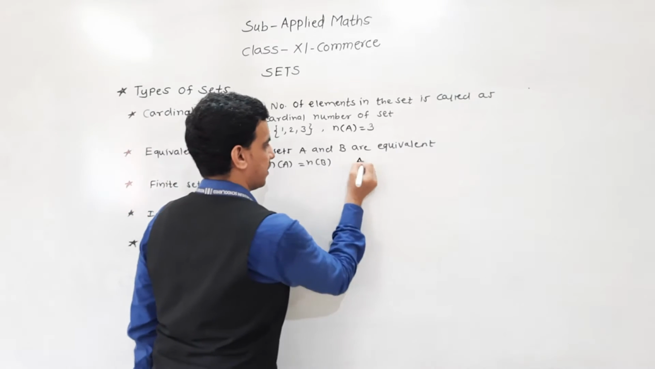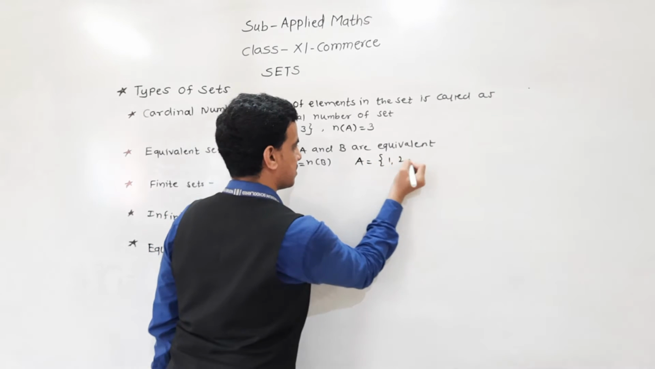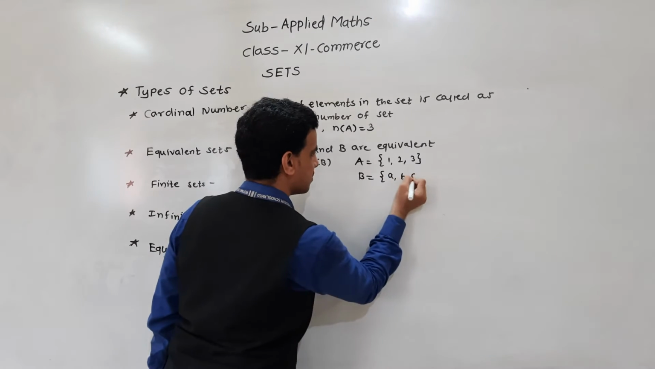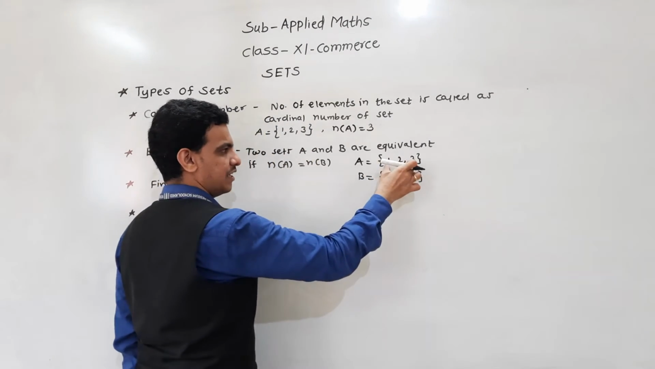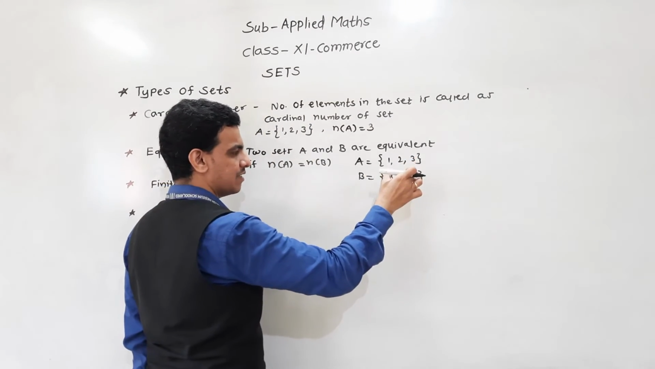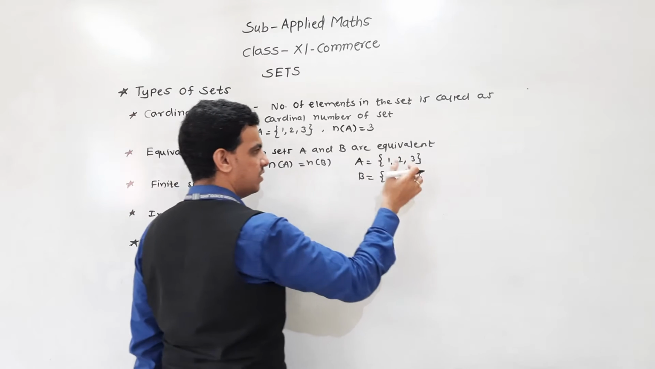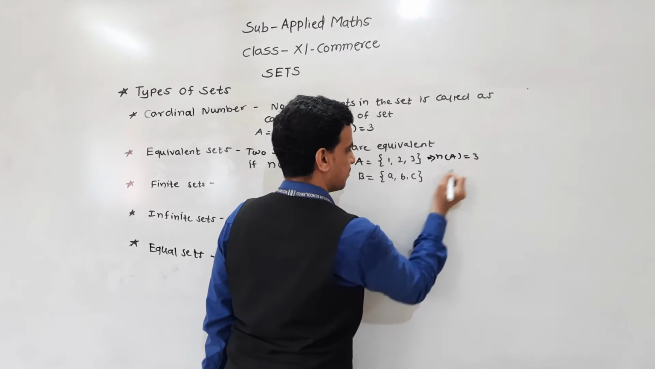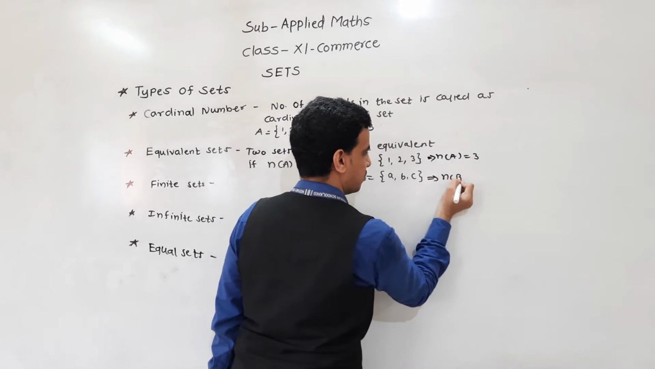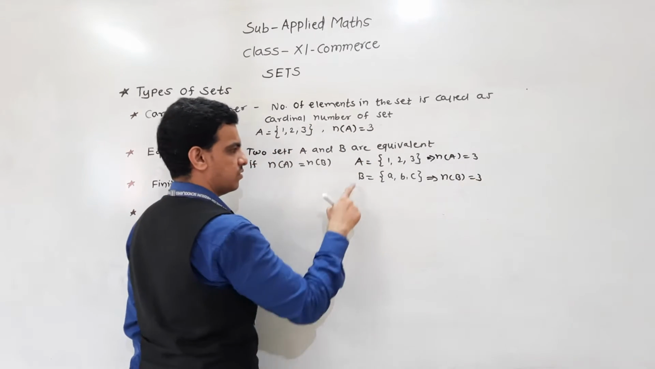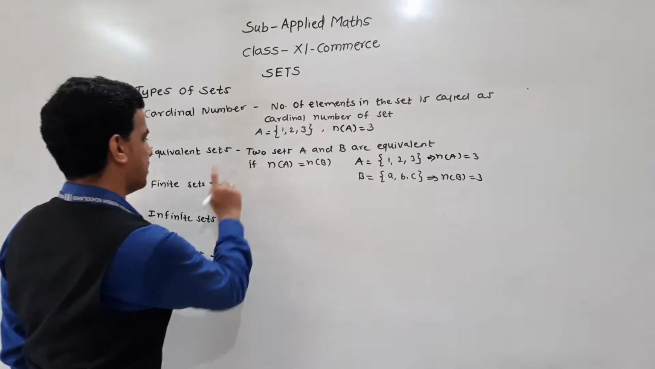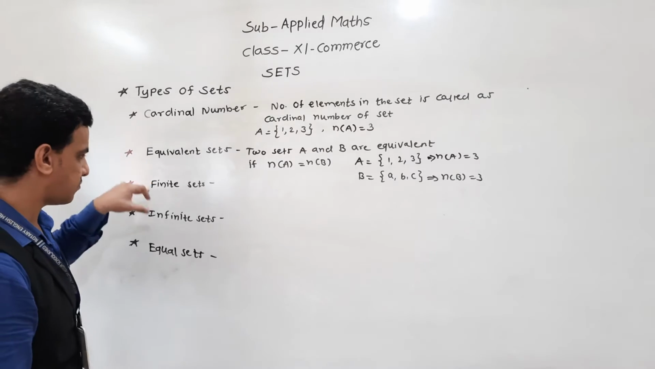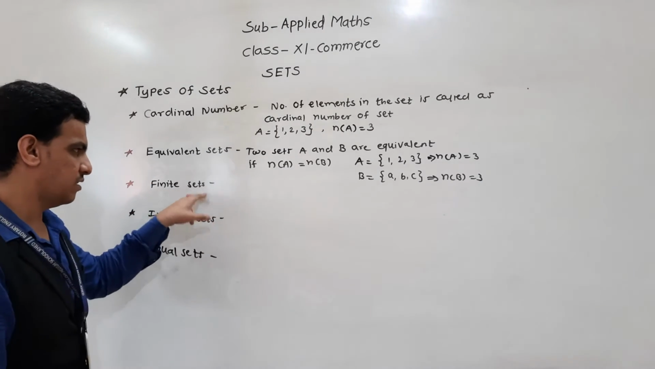So if A contains these 3 elements and B contains these 3 elements, then the cardinal number of set A and the cardinal number of set B are both equal, because n of A is equal to 3 and n of B is equal to 3. Therefore, these two sets are called equivalent sets. Understand this?